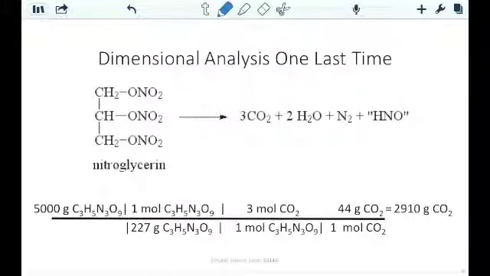All right, so let's look at dimensional analysis one more time. In this case, we're going from grams to grams. Anytime we see grams, we're going to need our molar mass, and there's our molar mass, and there's our molar mass. So we have our nitroglycerin molar mass and our CO2 molar mass. Remember, we always have to use our mole ratio to convert from nitroglycerin to CO2.